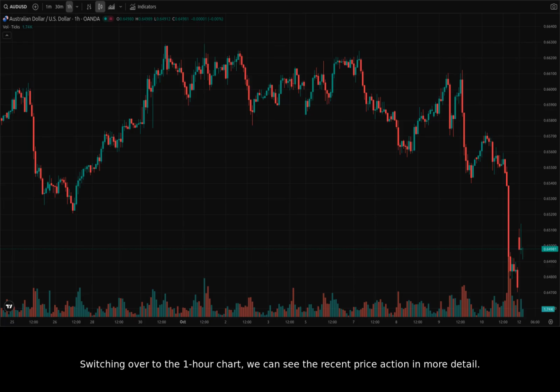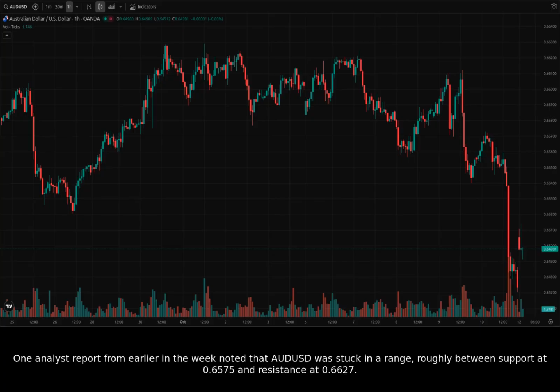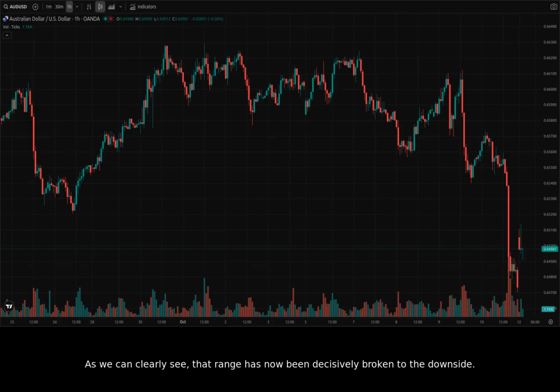Switching over to the 1-hour chart, we can see the recent price action in more detail. One analyst report from earlier in the week noted that AUDUSD was stuck in a range, roughly between support at 0.6575 and resistance at 0.6627. As we can clearly see, that range has now been decisively broken to the downside. The drop on October 10th was relentless, with price cascading lower throughout the day.